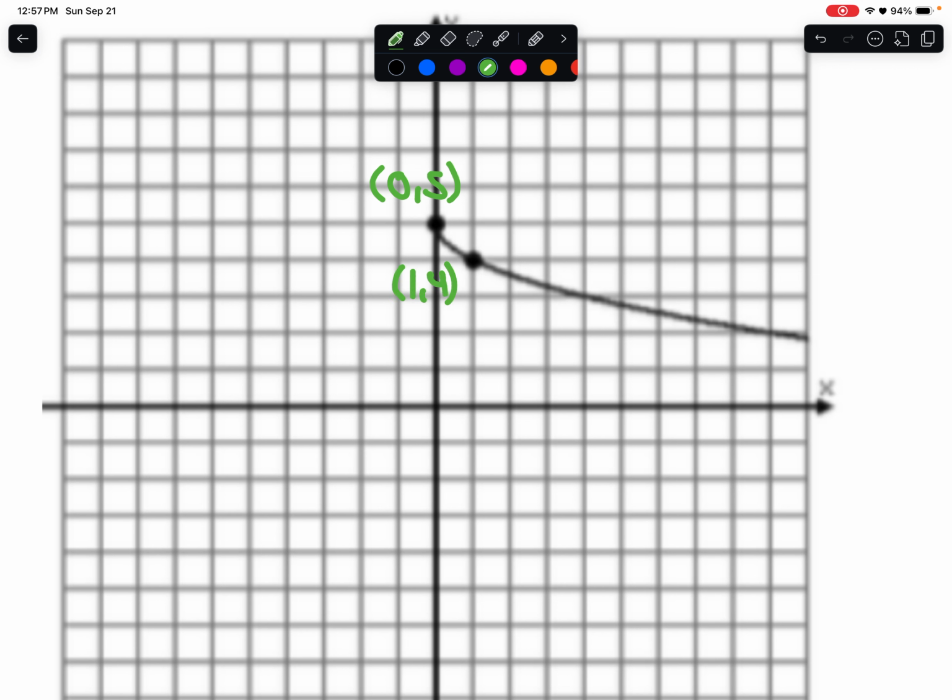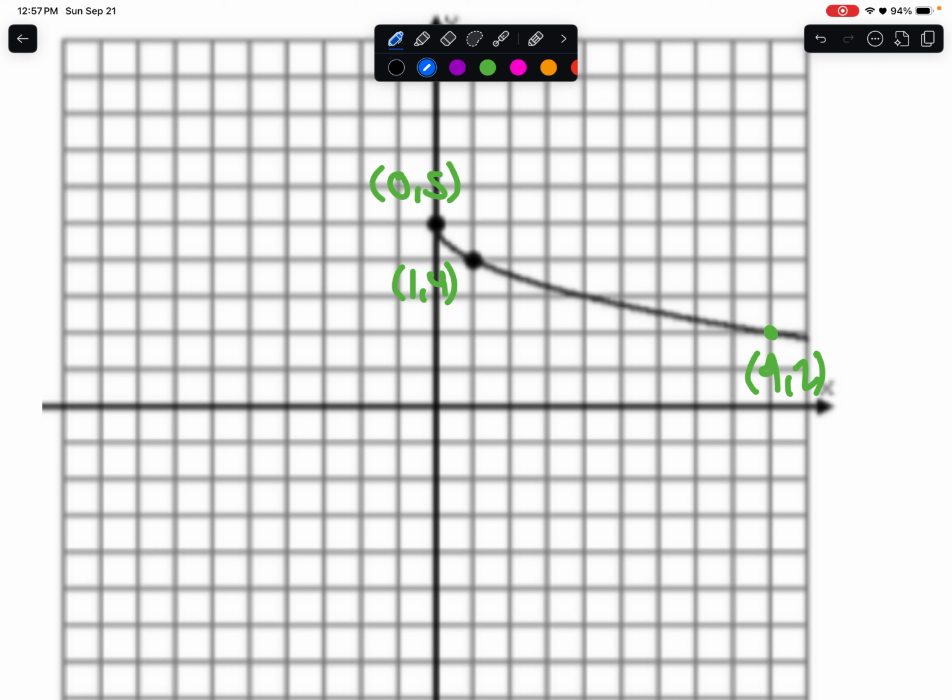Looks like it's going to be a square root function. So that means this point would also be a good point, which means this should hopefully be (9, 2) if I can count. Let's see. 1, 2, 3, 4, 5, 6, 7, 8, 9, 1, 2. Perfect.